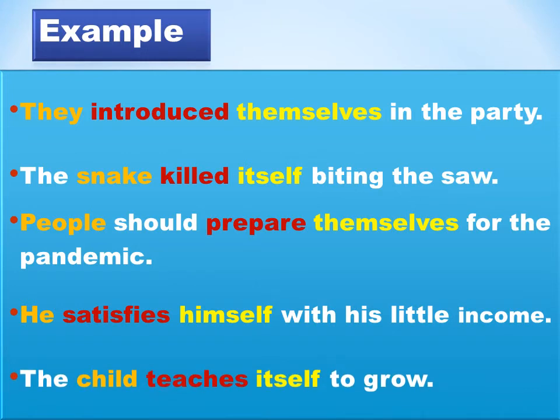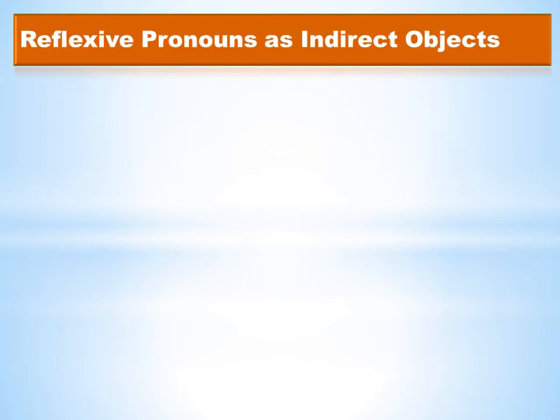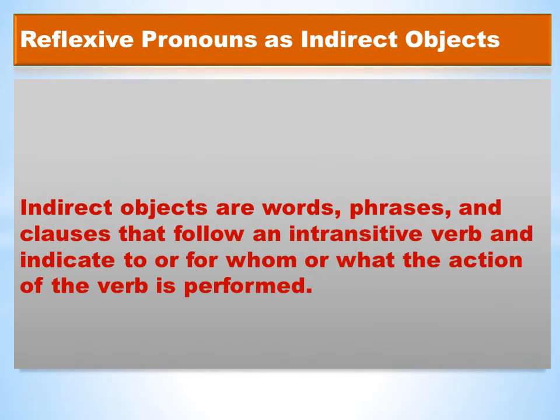The next sentence is, the child teaches itself to grow. Here child is the subject, teaches is the verb, and itself is the reflexive pronoun as direct object. Now let's look into the reflexive pronoun as indirect objects. The second grammatical function performed by the reflexive pronoun is the indirect object.